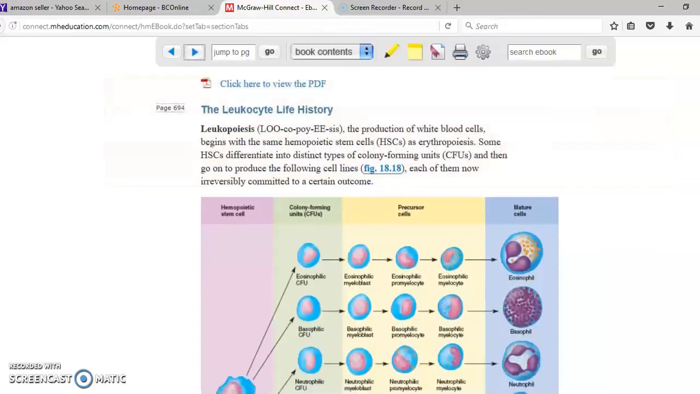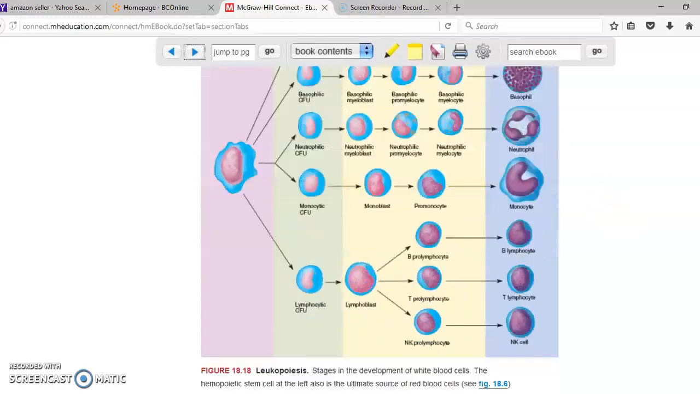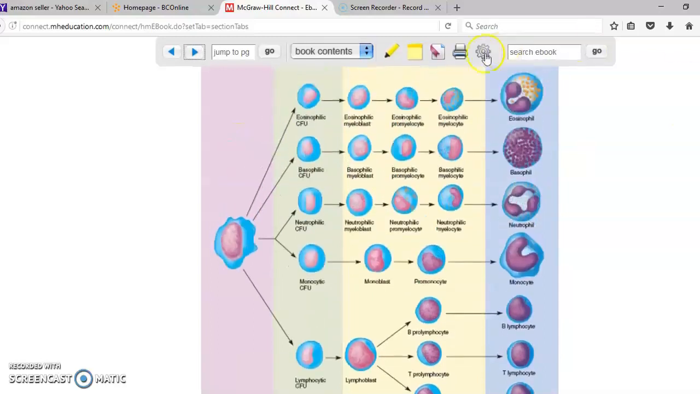Where do white blood cells come from? Like any other cell in your blood, they come from the bone marrow. The cell that is going to produce the white blood cells is a stem cell. The stem cell is going to differentiate into other types of cells, and eventually, through a series of changes and variations, these are going to turn into the basophils, eosinophils, neutrophils, monocytes, and so on. You don't need to know all these steps in here.